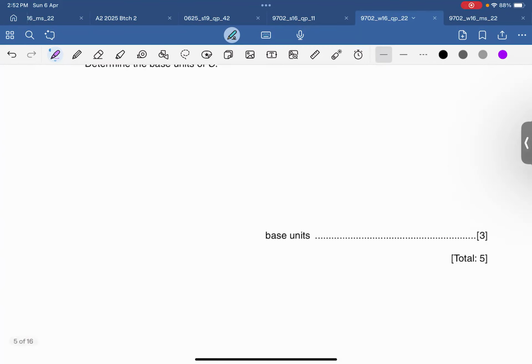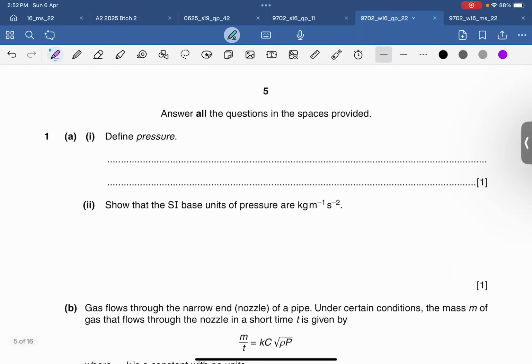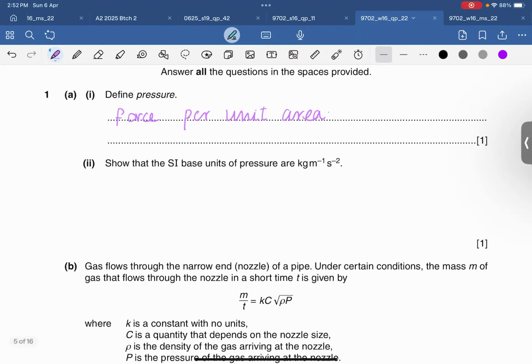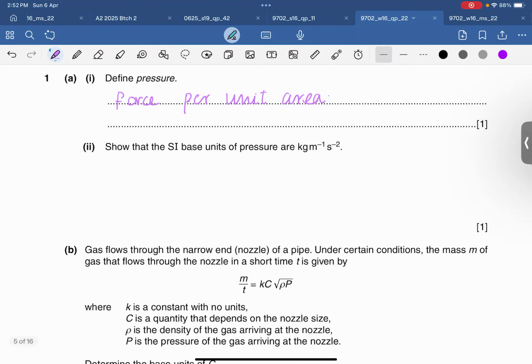अच्छा, the first question I think is very simple. तुमसे कह रहा है कि define pressure. Pressure is force per unit area, right? So, pressure is equal to force upon area, and force is in kg meter second negative 2 divided by meter square. So, kg meter negative 1 second negative 2.